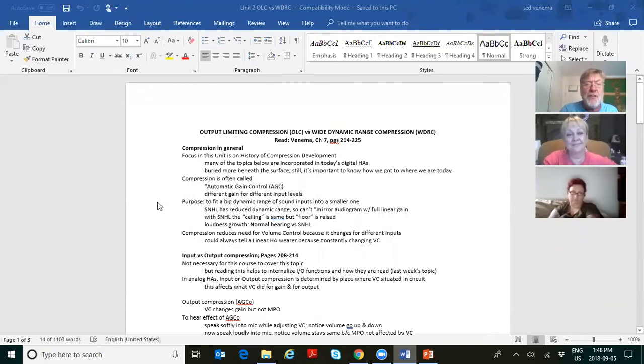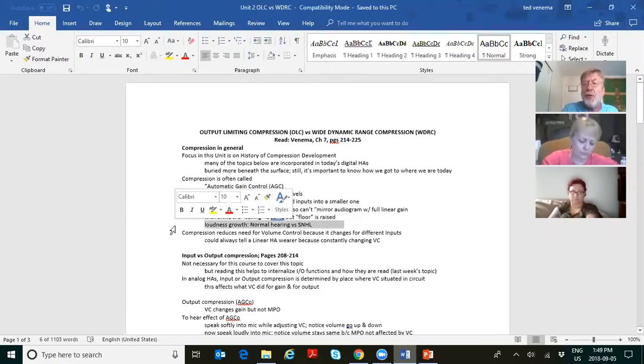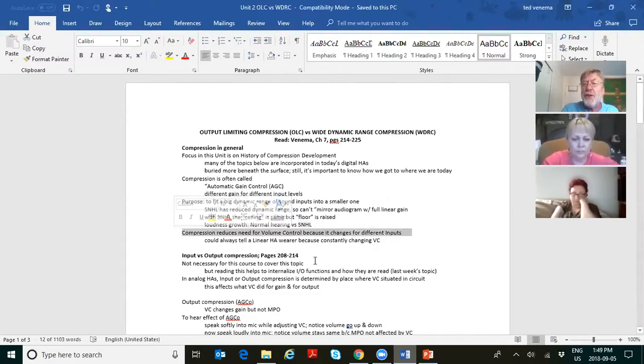So the purpose: sensory neural loss has a reduced dynamic range, so you cannot mirror the audiogram with full-on linear gain. You learn this in 150 fitting methods, and you'll learn this again next semester when we cover real ear, because I'm teaching that course, and half of the course is on fitting methods. So you're going to visit this again. With sensory neural loss, the ceiling is the same but the floor is raised, as you know, and loudness growth, normal hearing versus sensory neural loss. Compression reduces the need for volume control because it automatically changes gain for different inputs.